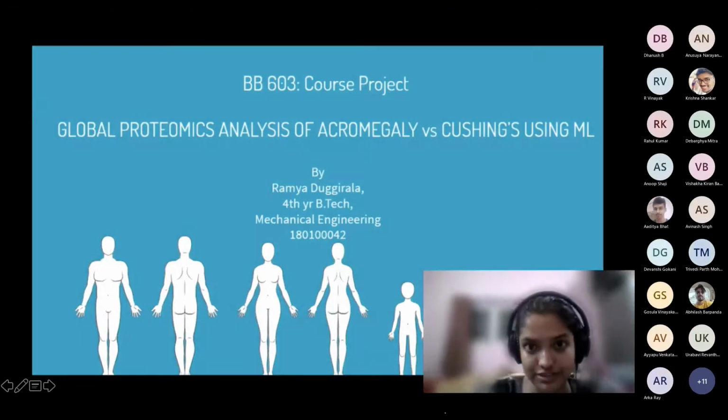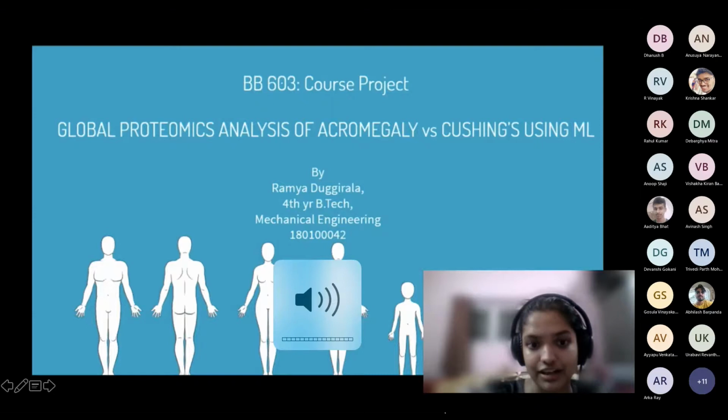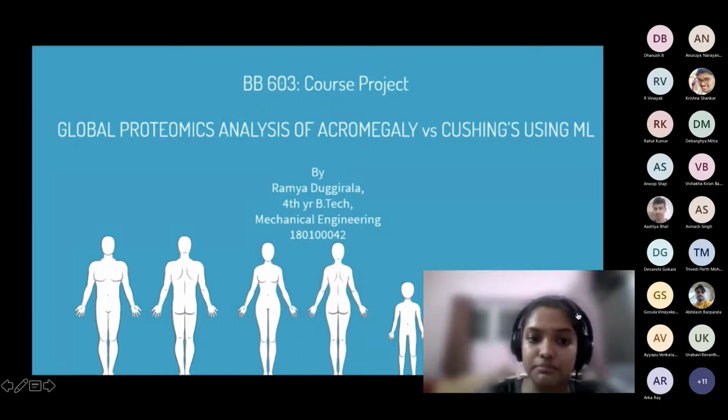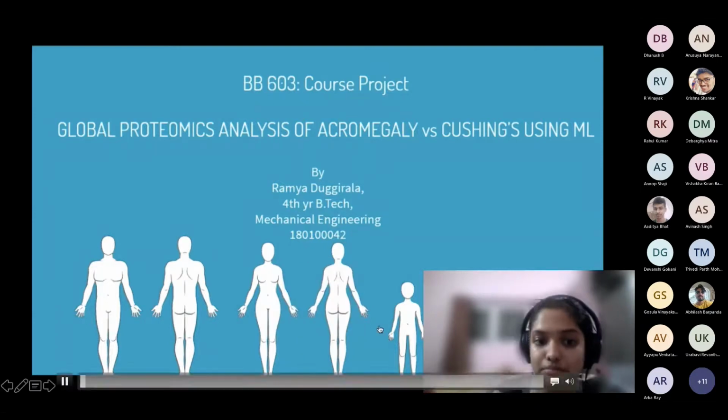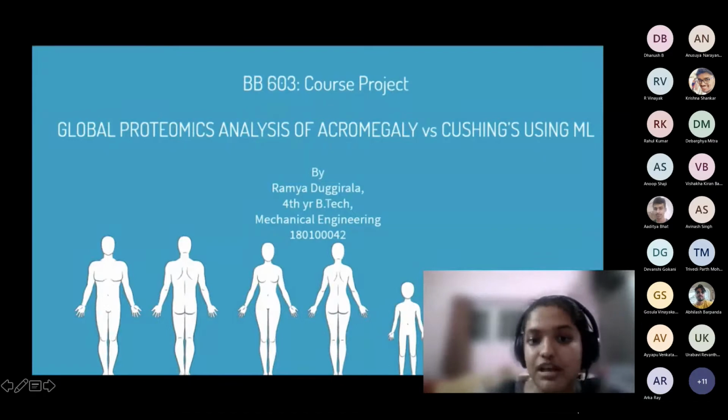Hello everyone, this is Ramya Dukirala, and today I am presenting my project on global proteomics analysis of acromegaly versus Cushing syndrome using machine learning.